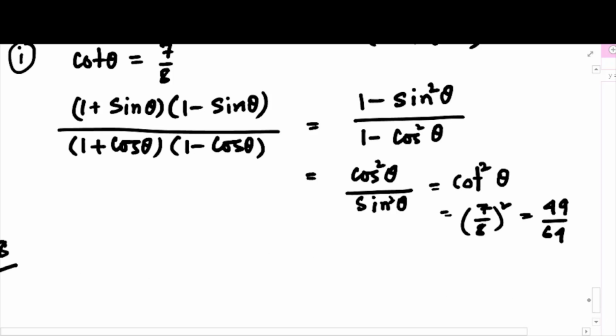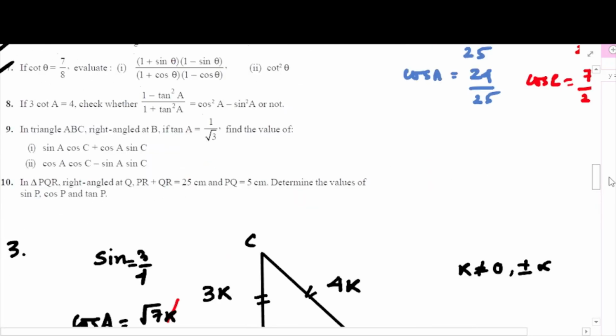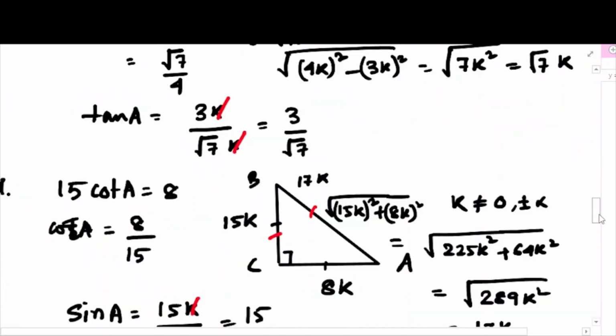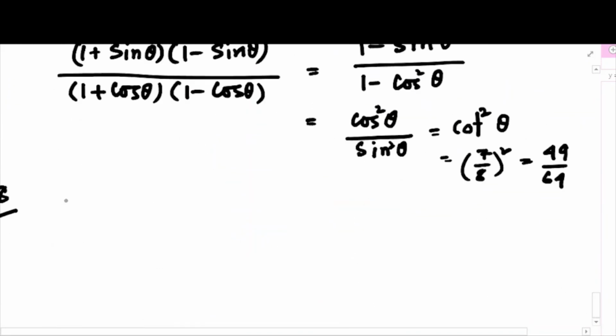Now question number 8. So what we have in question number 8. If 3 cot A is equal to 4, we have to check whether (1 minus tan square A) by (1 plus tan square A) equals cos square A minus sin square A or not. Okay. So 3 cot A equals 4, it is given. So from there we get the value of cot A as 4 by 3.